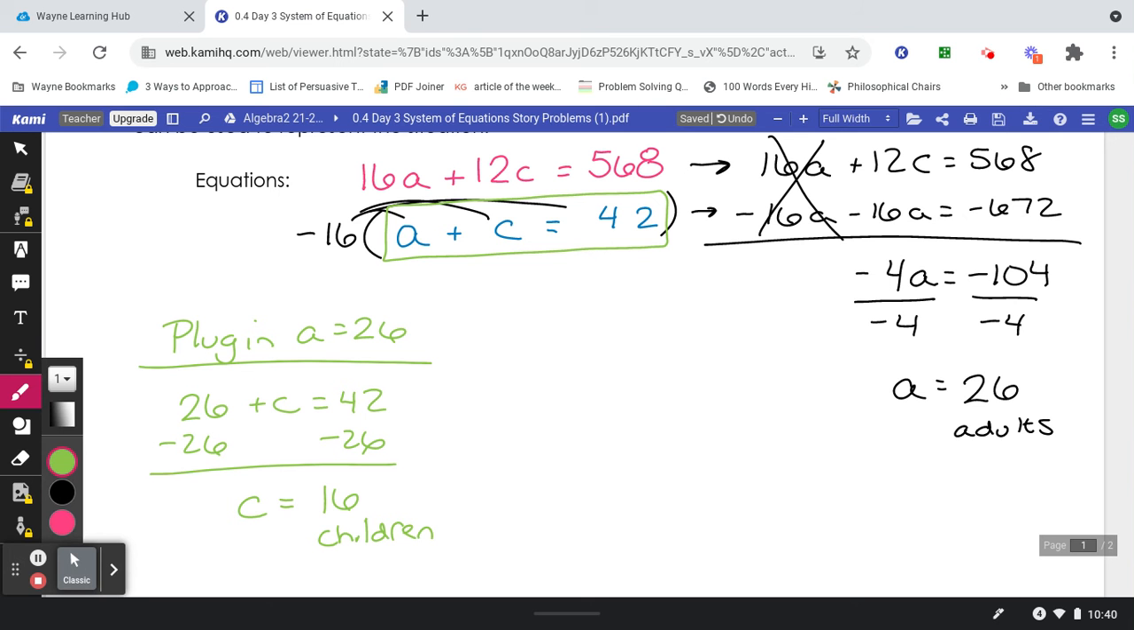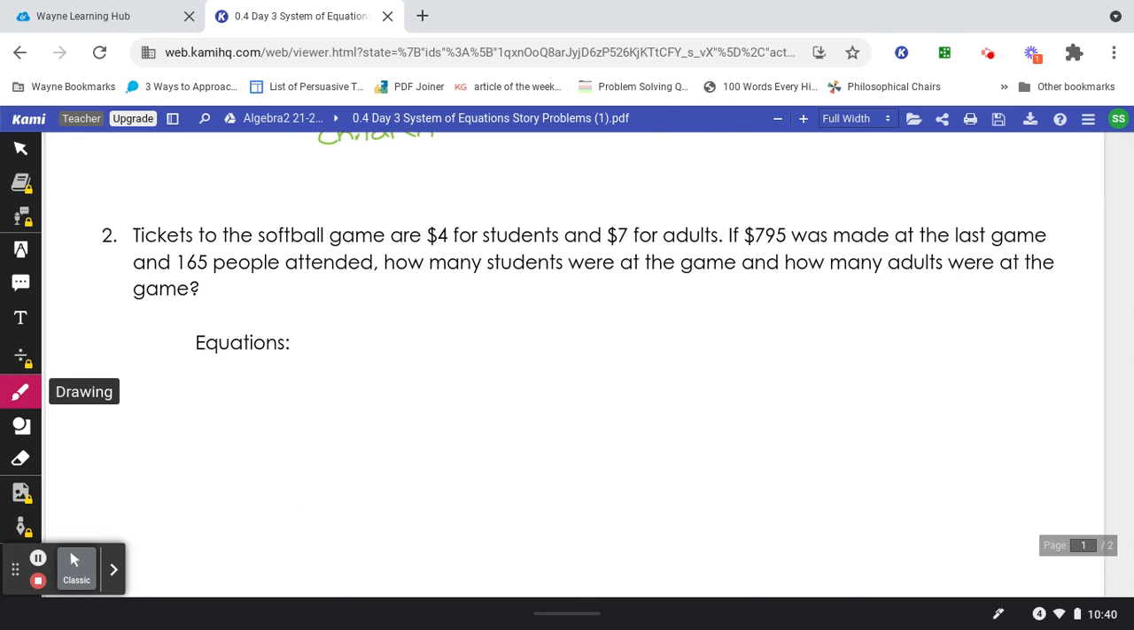For the next problem, this is talking about tickets to a softball game. Again, we have $4 for students, $7 for adults, $795 was made, and then you have the total amount of people again. So we'll set this one up a similar way to what we did before. $4 for a student plus $7 for the adult. So this is all the money, all the prices go here, and $795 total.